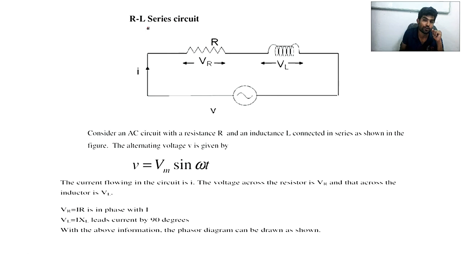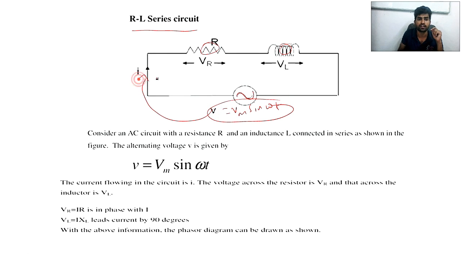Let's move on to the topic, that is RL series circuits. Here resistance and inductance are connected in series across AC supply, that is V is equal to Vm sin omega t. Due to voltage, current will flow through the resistance and inductance.